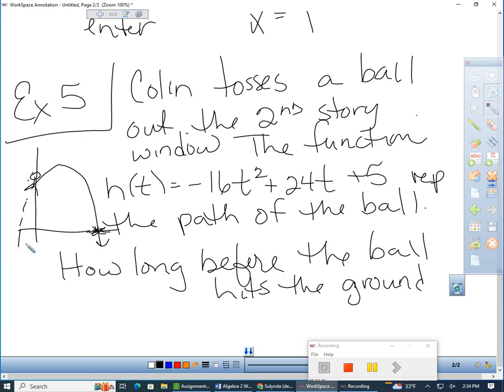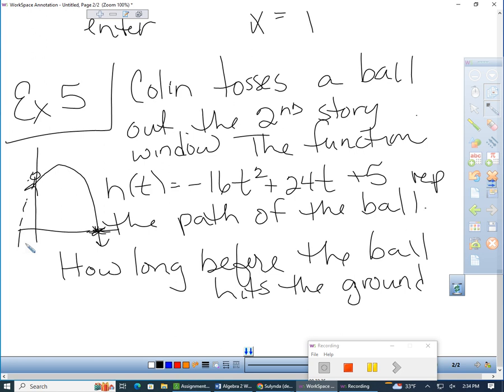Is the left bound going to be switched if it opens down? Yes, it is. Right here your left bound is going to be up above, and the right bound would be below. So I want everybody to try this. We're looking for how long before it hits the ground.